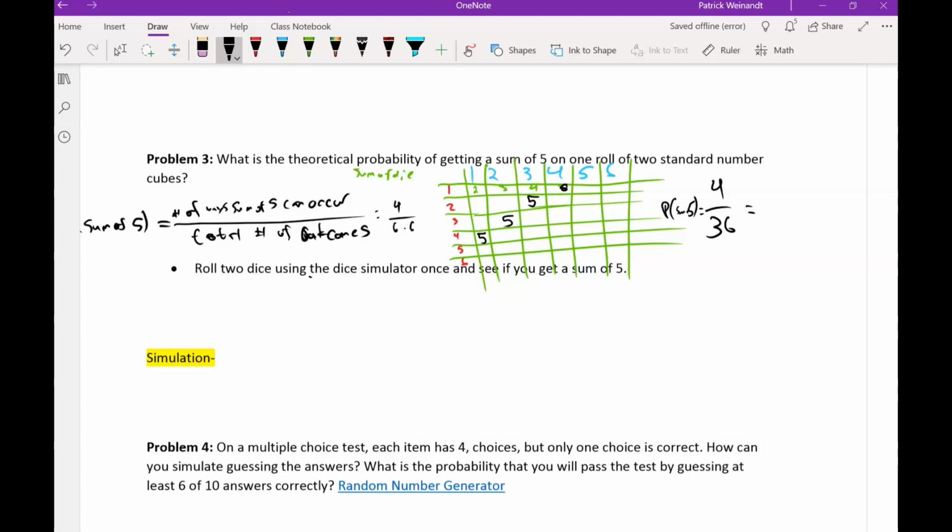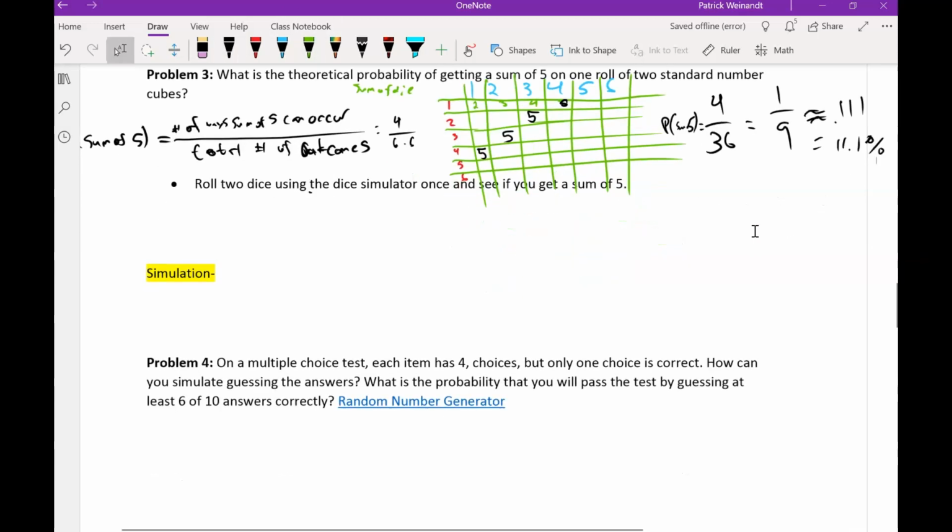Well, 4 over 36, can you reduce that? Yeah, divide by 4, that's the same as 1/9, which if you plug that into your calculator as a decimal, you should get approximately 0.11 repeating, or move the decimal 2 places to the right, that's the same as 11.1%. So there's an 11.1% chance that you roll 2 dice and get a sum of 5. So remember, for theoretical probability, you just want to find the number of ways that can occur over the total number of possible outcomes.